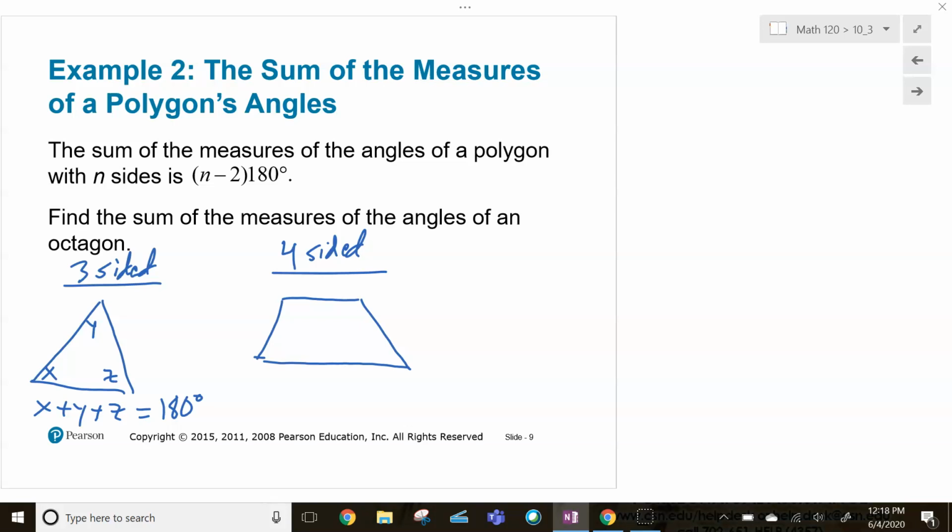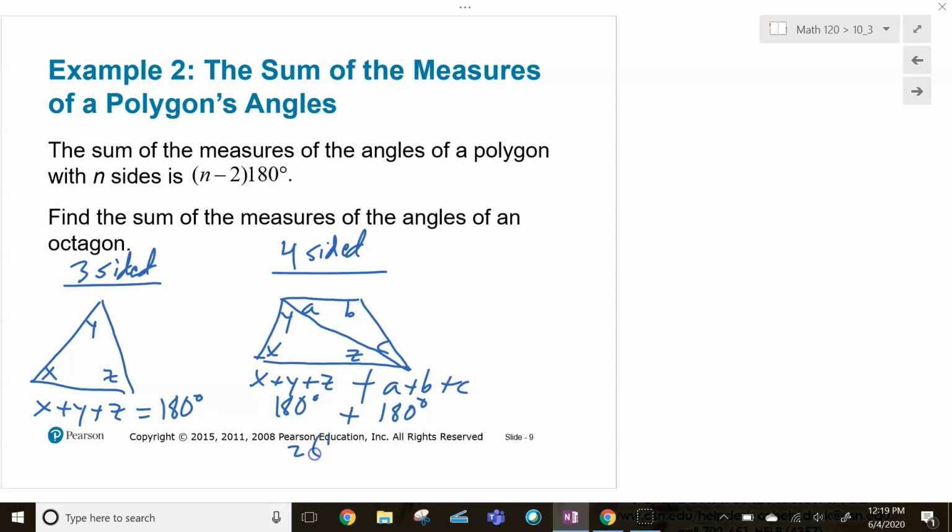But what I'm going to do is, since I know the interior angles of a triangle add up to 180 by Euclid's theorem, let me split this up and create two triangles. So I have XYZ that adds up to 180 and ABC. So X plus Y plus Z and A plus B plus C. And that takes care of, there's 180 degrees, there's 180 degrees.